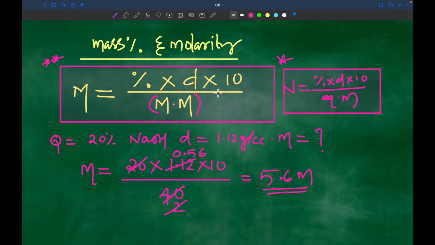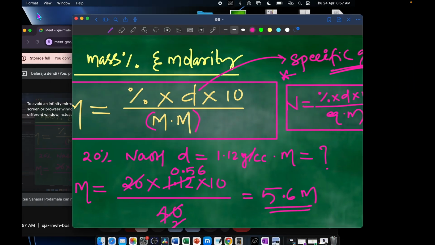Okay, so for molarity this is the formula to use. Sometimes the density is equal to specific gravity. For the majority of solutions the density is considered as specific gravity. So if specific gravity is given or density is given, you should not be confused. So this is the mass percentage and molarity relation. Okay, so we will see one more question. Have you taken note of this one?